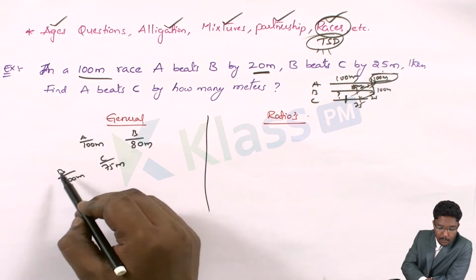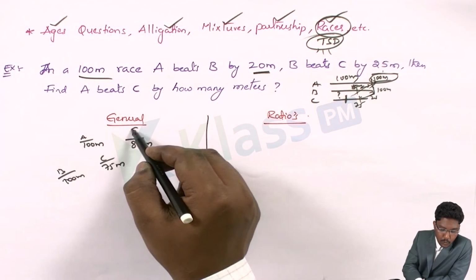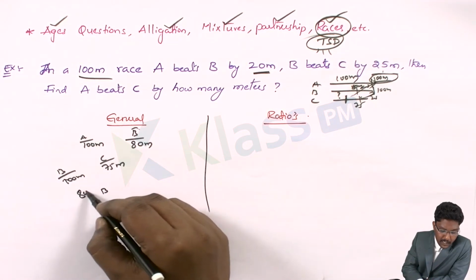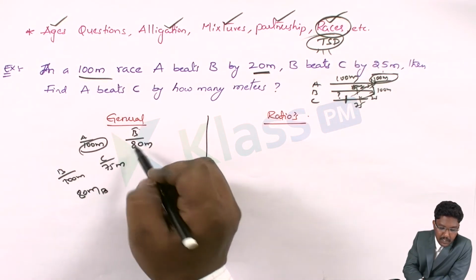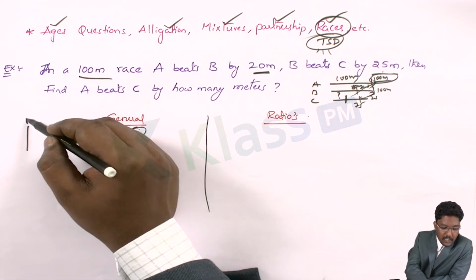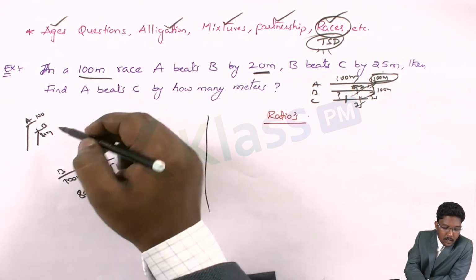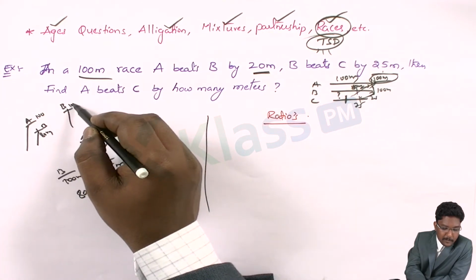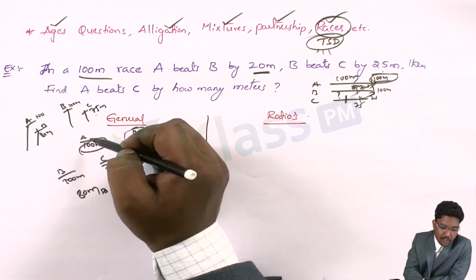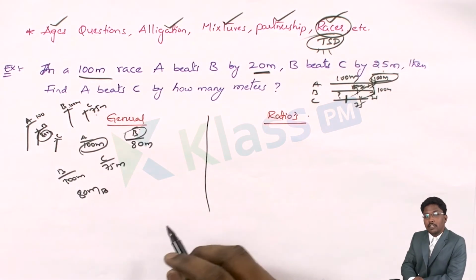Then when B is at 100 meters, C is at 75 meters. I am comparing these two. When B is at 80 meters, because when A finishes, B is at 80 meters. So I am taking B as a reference. When A is at 100 meters, B is at 80 meters. When B is at 100 meters, C is at 75 meters. When B is at 80 meters, where is C? I am comparing with these two equations.